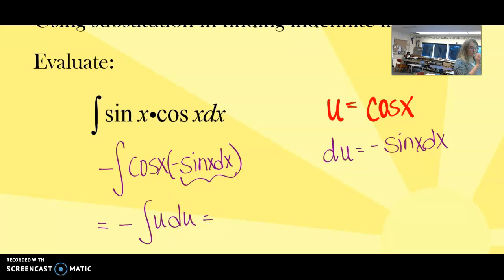So integrating u, I got that negative from here, and then the antiderivative of u is u squared over 2. And I'm going to put my u back in, and I get negative cosine squared x over 2. All right, that's it for today.